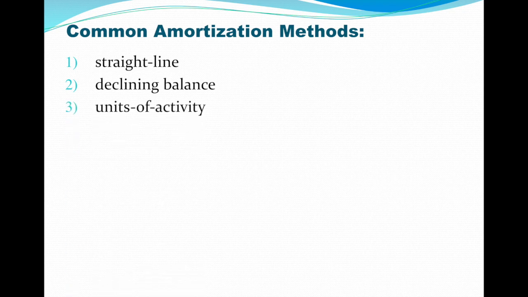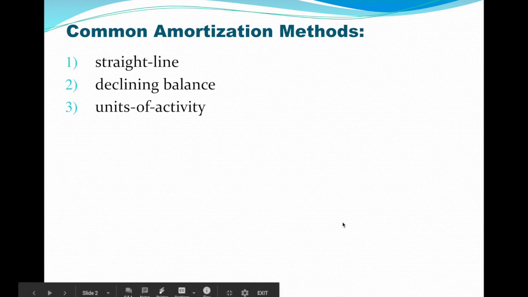So there are three common amortization methods that we're going to look at. The first is straight line. It is the most basic, but not always the best choice. Number two is declining balance. This one is more complicated, but it is the most accurate as far as matching goes. And the third is units of activity, and this is sort of the black sheep of the group because it operates on something other than time.